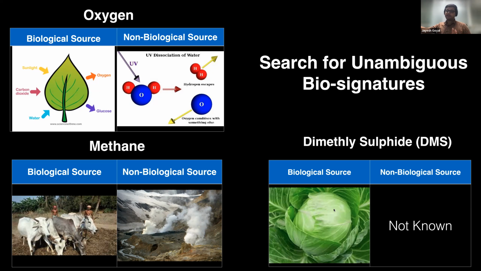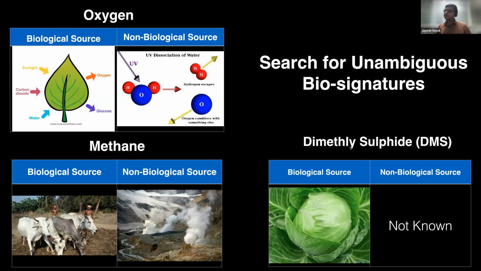But there are some definite biosignatures. I think there's a full lecture on that; I'm just giving one slide here. Take dimethyl sulfide. If cabbage is being cooked at your home, the smell that you get is dimethyl sulfide. That's why I'm showing you cabbage. Currently we only know the biological source for that. Non-biological sources are not known. So these kinds of species can be considered a very good source of biosignatures.